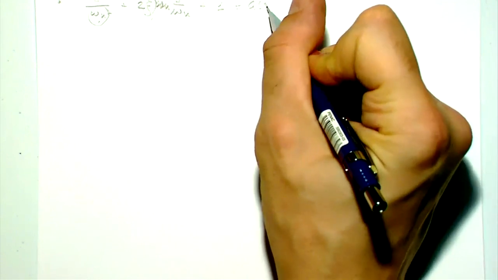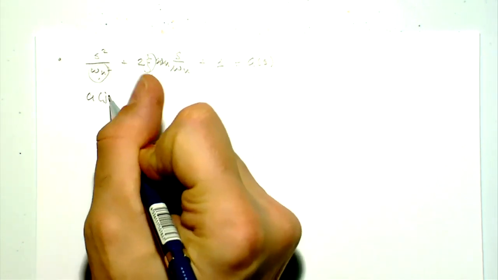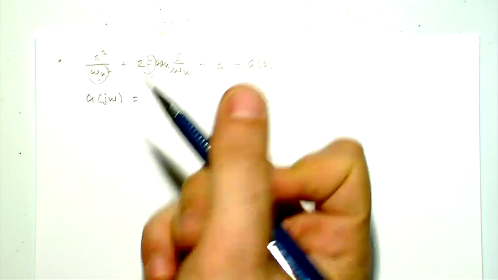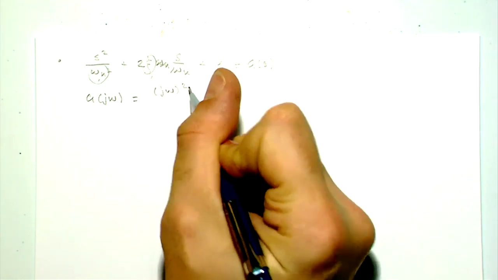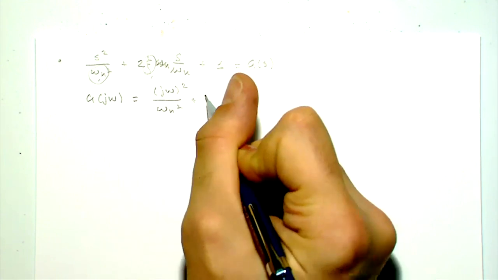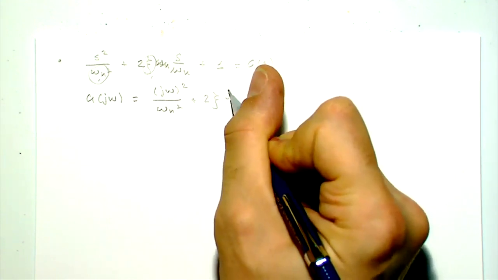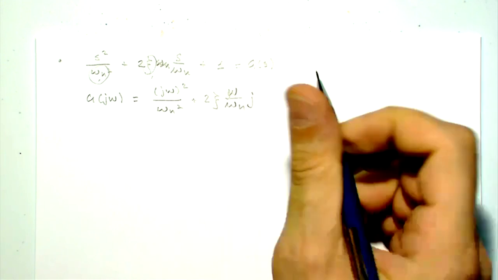As for all terms, we start from the G of s. It's very structured, the way you do these things. It might seem like a lot of information, but at the end of the day, it's the same four steps in a row. From G of s, you go to G of j omega, where you just plug j omega in, so you get j omega square over omega n square plus 2 zeta j omega over omega n, plus 1.